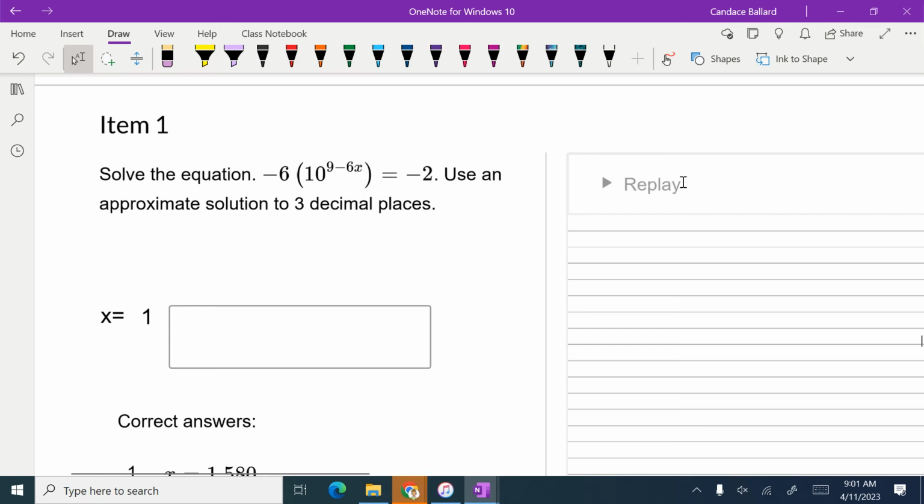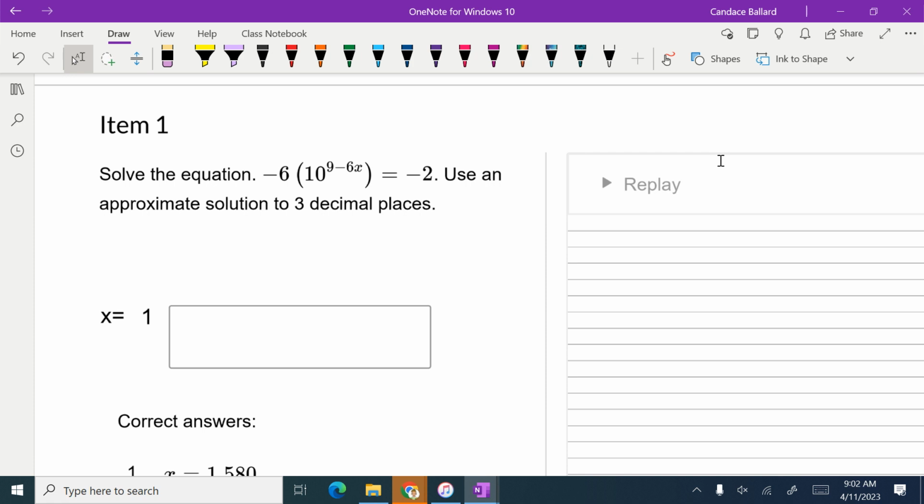Okay, I'm going to go ahead and start. So we're supposed to solve the equation negative 6 times 10 to the 9 minus 6x equals negative 2. Use, and I don't know why, I think there's something cut off there, to approximate the solution to 3 decimal places. If you didn't do 3 decimal places somewhere on the quiz, I probably dinged you a little bit. It was supposed to be 3 decimal places no matter what.